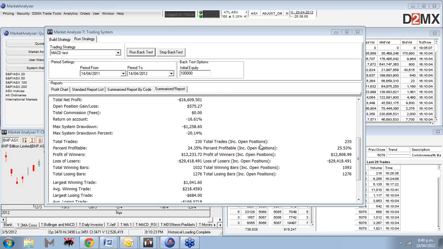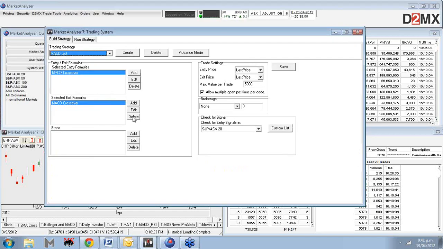So the 24% winning, not so great as a strategy in here. We'll just drop out the MACD crossover as an exit, delete that off, and we'll add in a floating stop, set it, say, 5%. Tell it OK. Save that, tell it OK, and we'll run the strategy again. And let's just see if it makes any difference, the exit strategy that we used.